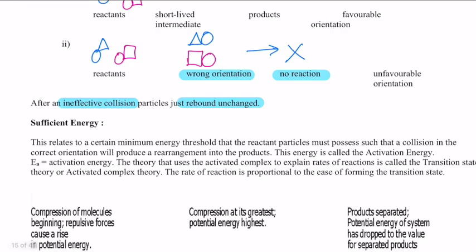The other condition of a collision being effective was having sufficient energy. So we think that when these two reactants collide, they must have a certain bare minimum threshold energy without which they will not make the change from reactants to products. This energy is called the activation energy. It is written as EA.